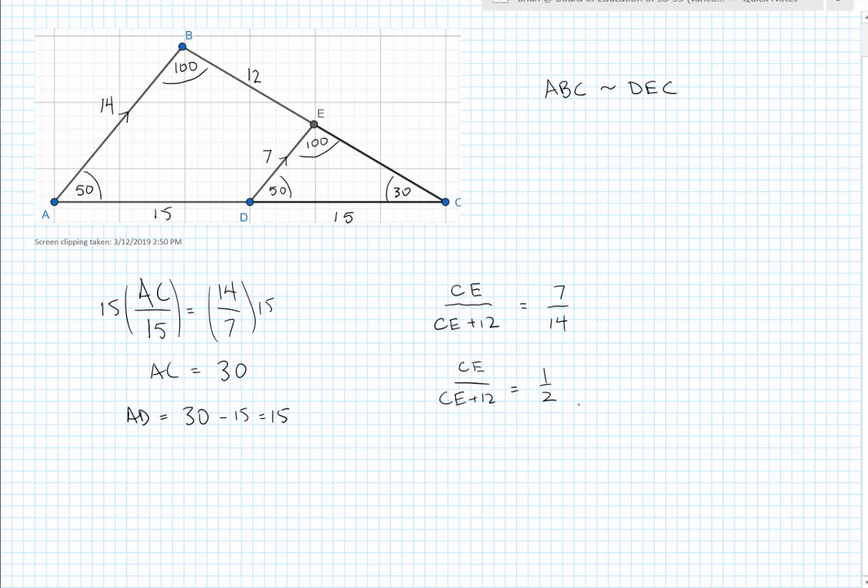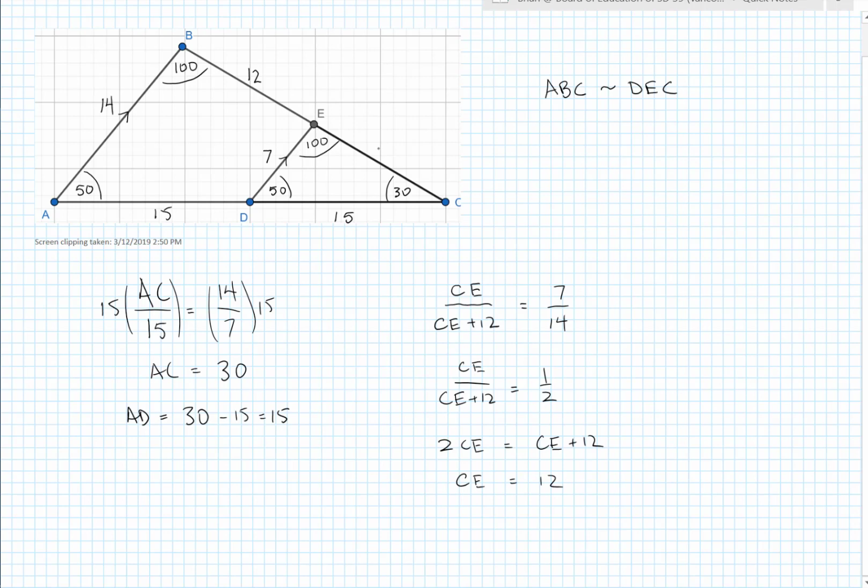We can now multiply both sides by both denominators. And, when you have a fraction equal to a fraction, the result is something that students like to refer to as cross-multiplying. So we end up with 2 times CE on the left and 1 times CE plus 12 on the right. So we have 2 of our unknown on the left, 1 of our unknown on the right. We can subtract CE from both sides and end up with just 1 CE on the left and 12 on the right. And that is exactly what we would expect it to be.